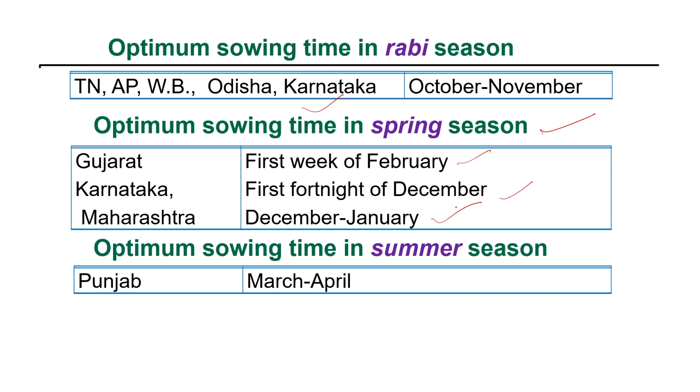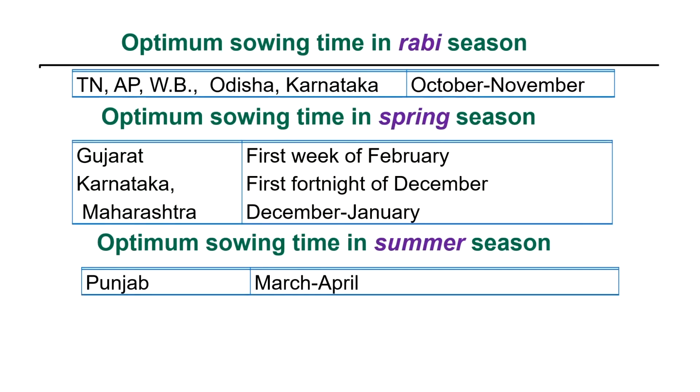Now, after the spring season crop, let us check the optimum sowing time in summer season. As already discussed, in summer season, groundnut is grown in Punjab. So, for Punjab, the sowing time is March and April. That means this groundnut in Punjab can be sown after harvest of the Rabi crop. In Rabi, you can find mustard, potato or wheat crop in Punjab. And after harvest of these crops, you can grow groundnut in Punjab. Now, optimum sowing time in Rabi season for Tamil Nadu, Andhra Pradesh, West Bengal, Odisha and Karnataka is October, November. This is already discussed.